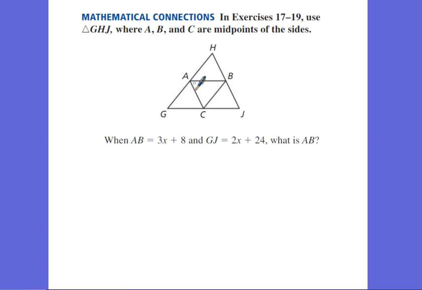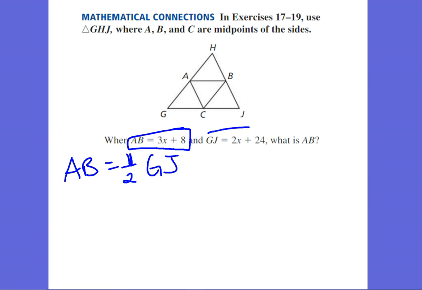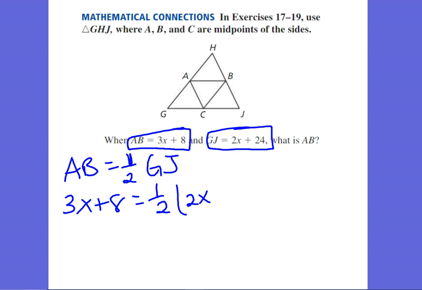So for example, we see here that AB is the mid-segment that is opposite of GJ. So AB is half of GJ. Well, this is great because we get two expressions, one for AB and one for GJ. So we can substitute what we know about these two expressions into the segments, and we can use that to solve for x, and then ultimately substitute it back to solve for AB.